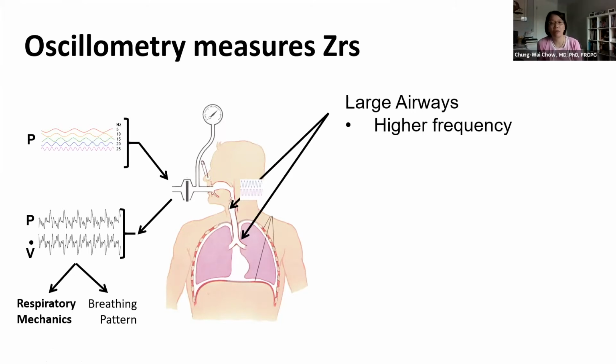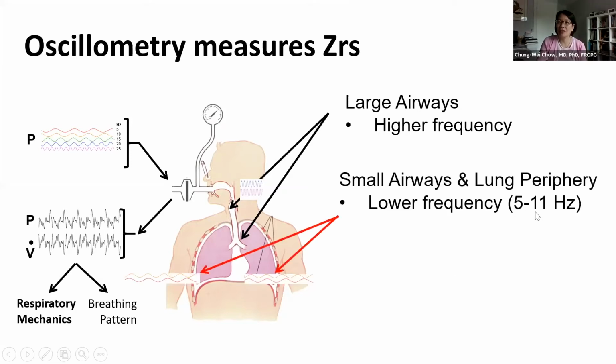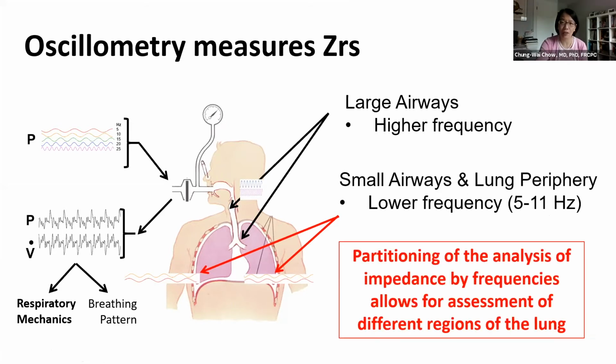And what oscillometry does is it takes advantage of the different properties of the wavelengths. The higher frequency wavelengths, those in the 20 hertz and higher range, only traverse into the large airways and the medium-sized airways, whereas the lower frequency wavelengths, those in the 5 to 11 hertz range, are able to travel much further down into the lung and reach the lung periphery in the small airways. It is through this partitioning of the analysis of the impedance of these pressure waves to flow through the lung that we're able to assess the different regions of the lung with respect to their mechanical properties.